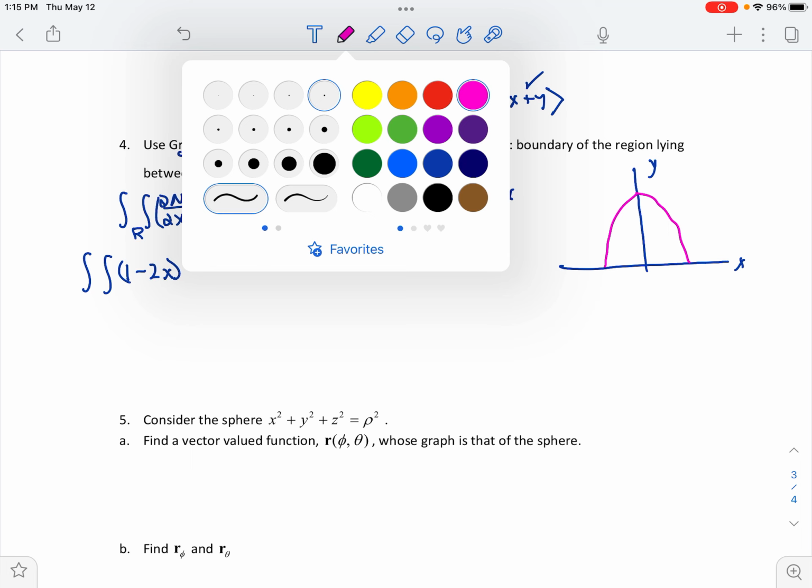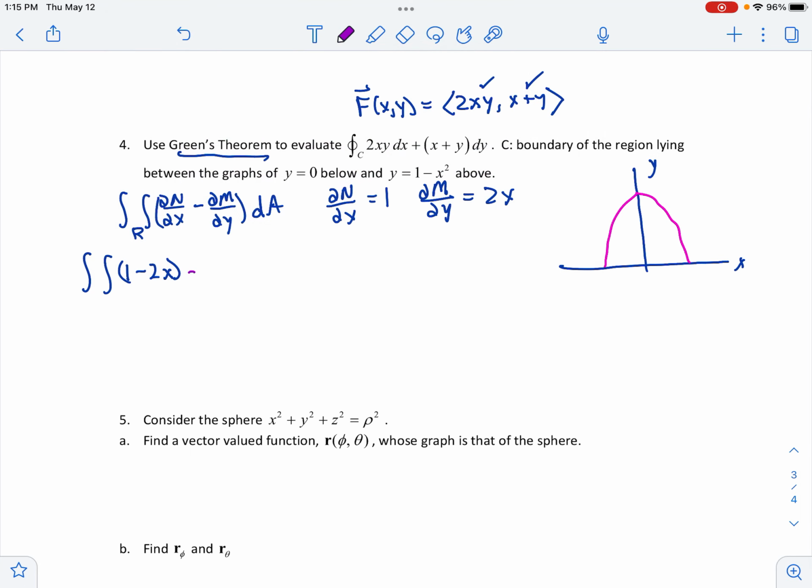So I guess what I'll do is I will integrate with respect to x first. Or actually, let me integrate with respect to y first. And I will go from 0 to 1 minus x squared. For whatever x, I'm going to go from 0 to 1 minus x squared. And then the x is going to go from negative 1 to 1. So that would be dx. So working that out, you would get your solution.